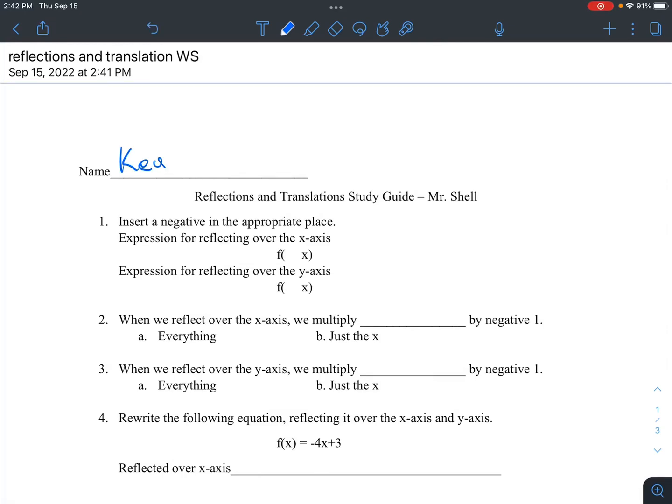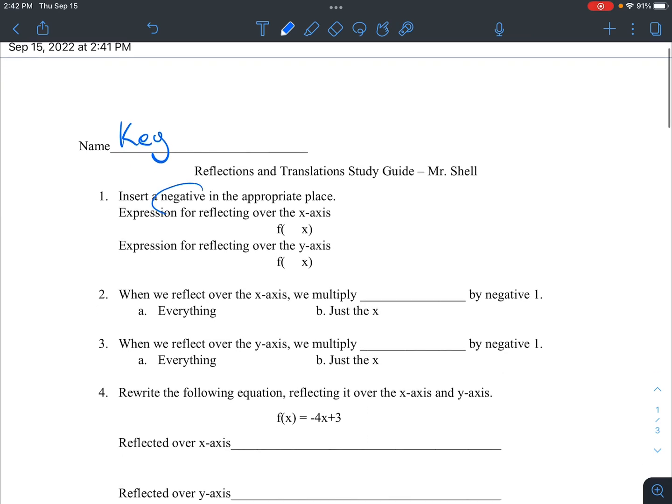Okay, guys, so this is going to be our key and me walking through our in-class study guide, which is going to be used for the test tomorrow. So, first things first, insert a negative sign in the appropriate place.